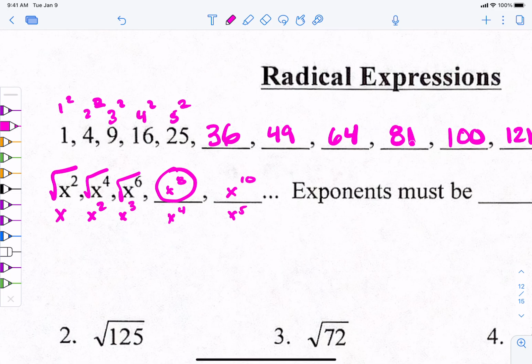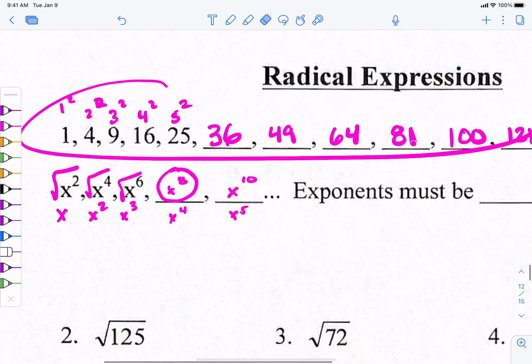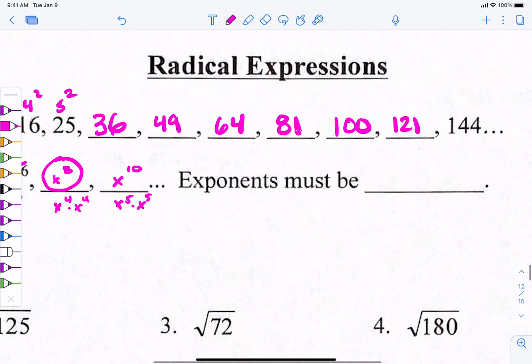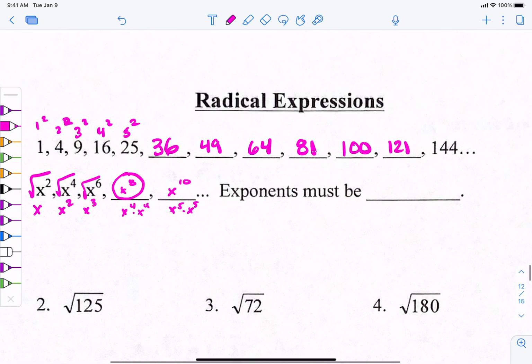So, unlike numbers up here, the variables, when you're dealing with the exponents, you just double them, right? Like x to the 5th, if I take him times himself, that makes x to the 10th. X to the 4th times x to the 4th makes x to the 8th, etc., right? So exponents must be what in order to have perfect squares? Even. They must be even numbers, right? So 2, 4, 6, 8, 10, those numbers come out perfectly. If it's an odd number, it's not going to come out perfectly as a square root, okay?